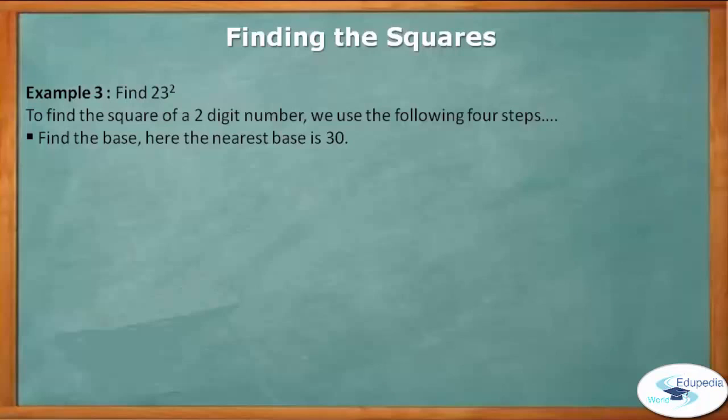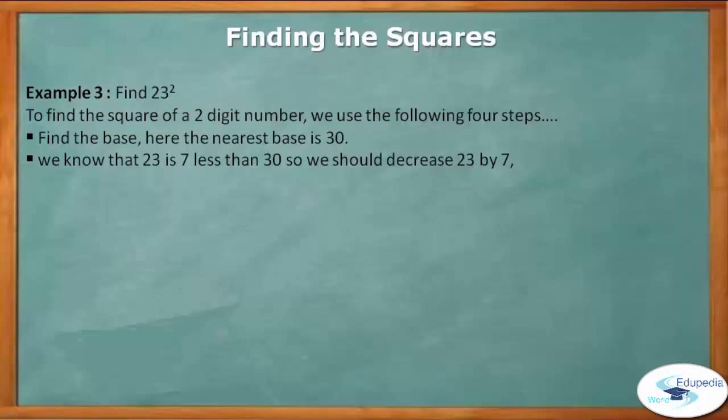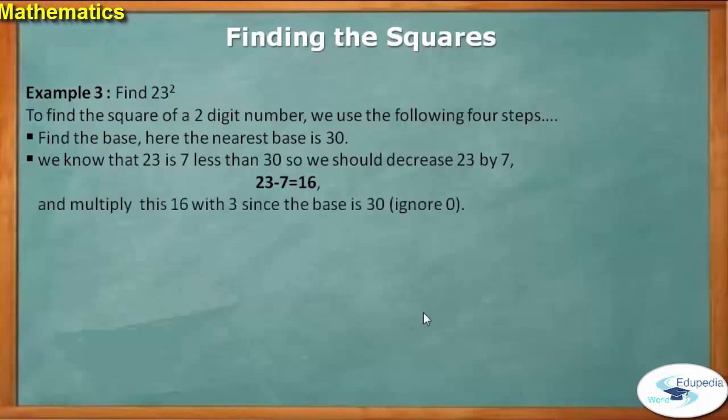The next step is to find how much the number, that is 23, is less than 30. So here the number 23 is 7 less than the base, that is 30. Therefore we have to subtract this 7 from the 23. By subtracting 23 minus 7 you will get 16. Now multiply the difference we have got, that is 16, with the base 3 by ignoring the 0. So by multiplying 16 with 3 we will get 48. And we keep this 48 as our left part of the answer.